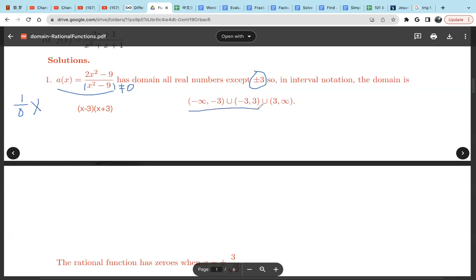Or we can write it in interval notation. So this is called interval notation. It goes from -infinity up to -3, union -3 up to 3, union 3 to positive infinity.